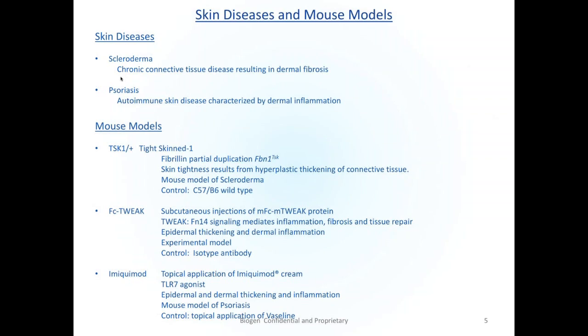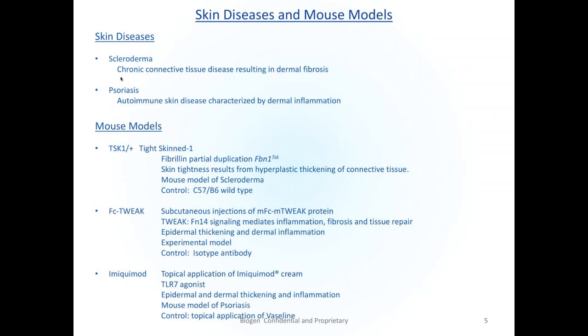We were also interested in psoriasis as a therapeutic target, but really also for the pathways and cell types that are involved in the pathogenesis of psoriasis. So psoriasis is an autoimmune skin disease, and there's a lot of dermal inflammation characterizing this disease. So I'm going to show you data from 3 different mouse models that we were working on.